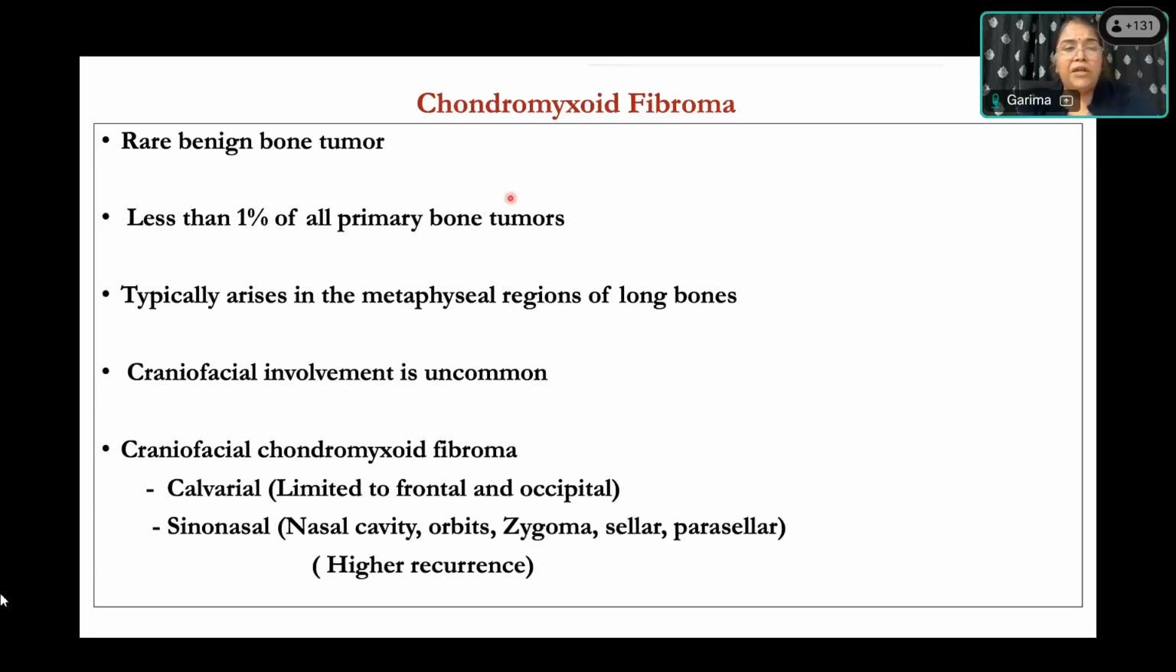Craniofacial involvement is uncommon, and craniofacial chondromyxoid fibromas are further classified as calvarial CMFs and sinonasal CMFs. Calvarial ones are limited to the frontal and occipital bones, whereas sinonasal ones involve the nasal cavity, orbit, zygoma, and have sellar and parasellar involvement as well, with higher chances of recurrence. Though chondromyxoid fibromas are considered benign, craniofacial ones can behave very aggressively in a local manner. That is why the patient presented with such symptoms.